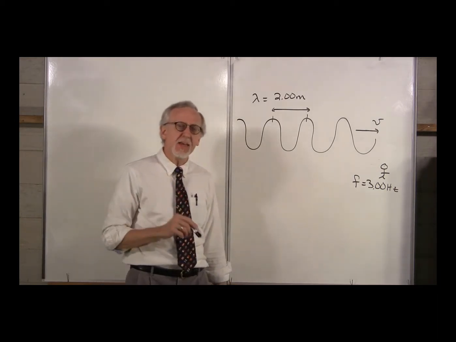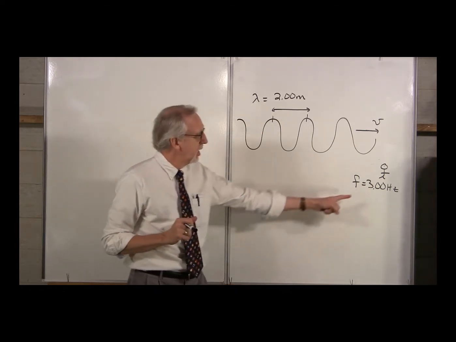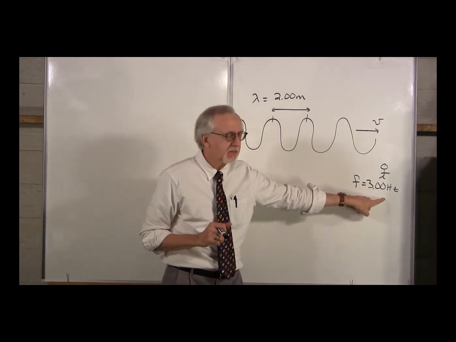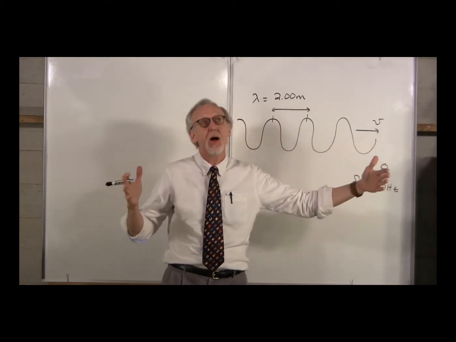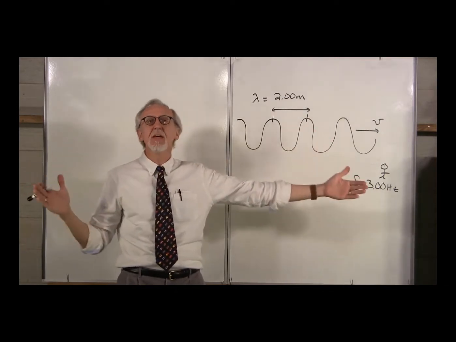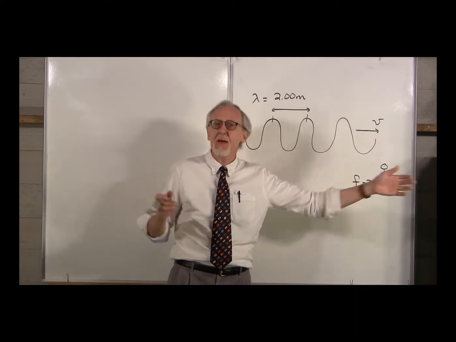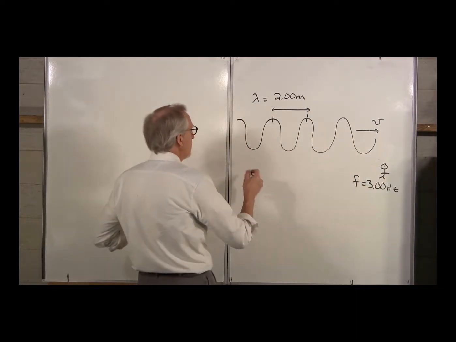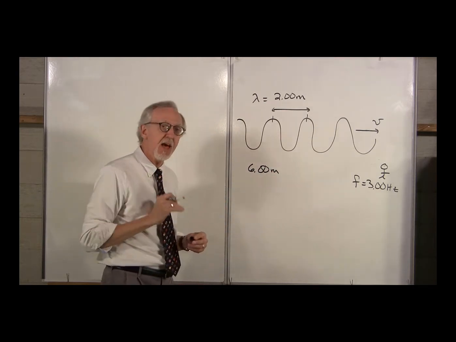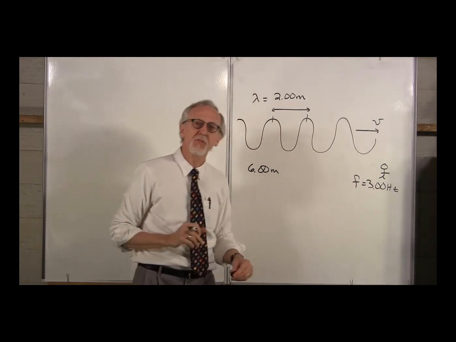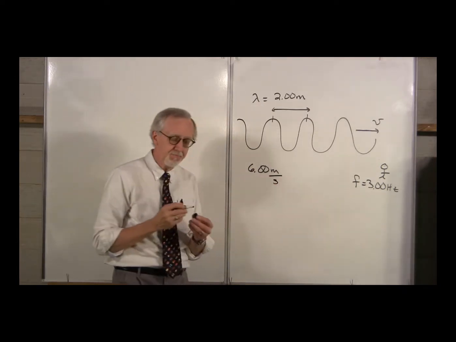Well, in 1 second, what length of wave will pass us by? In 1 second, 3 waves will pass. Each wave is 2 meters long, so what length of wave? Well, that would be 6 meters. 3 waves, each one 2 meters long, that must be 6 meters of wave would pass us. Well, if 6 meters pass us every second, how fast are these waves traveling? They must be traveling at 6 meters per second.